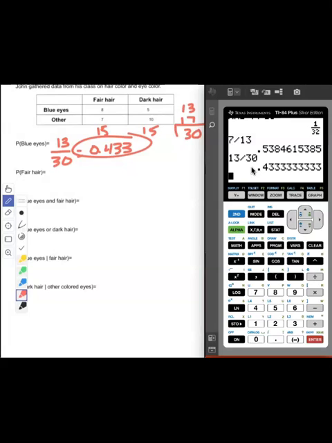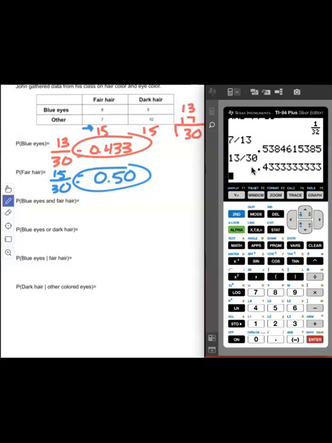Let's do a different color for the next one. So the probability that we get somebody with fair hair, that's going to be something out of 30. Well, the total of people we got fair hair was here at 15. So that's 15 out of 30, which is 1/2, which is 0.5.